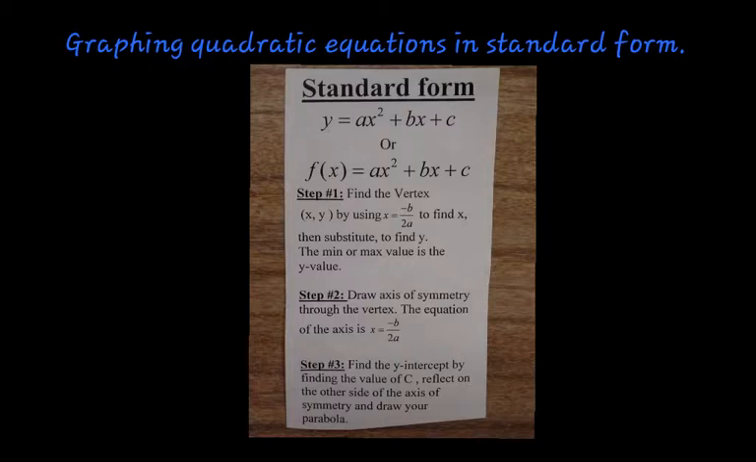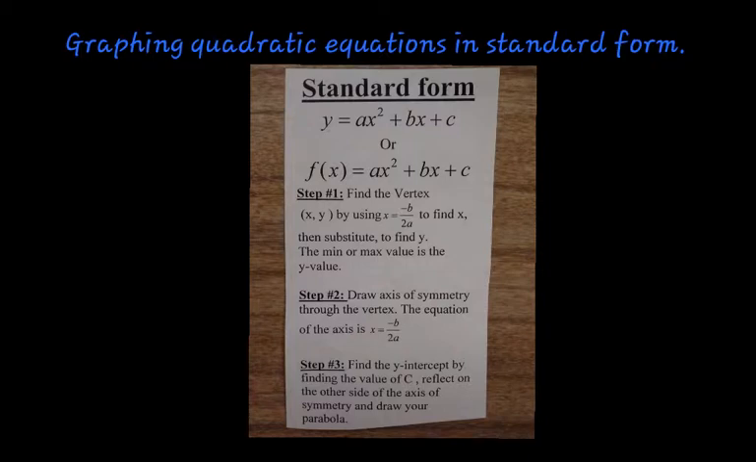Step number 2, you're going to draw your axis of symmetry through the vertex, and the axis of symmetry is going to be the same x value as the vertex. Notice we have the same formula here and up here. So whatever x is in the vertex, that's going to be the equation of the axis of symmetry.